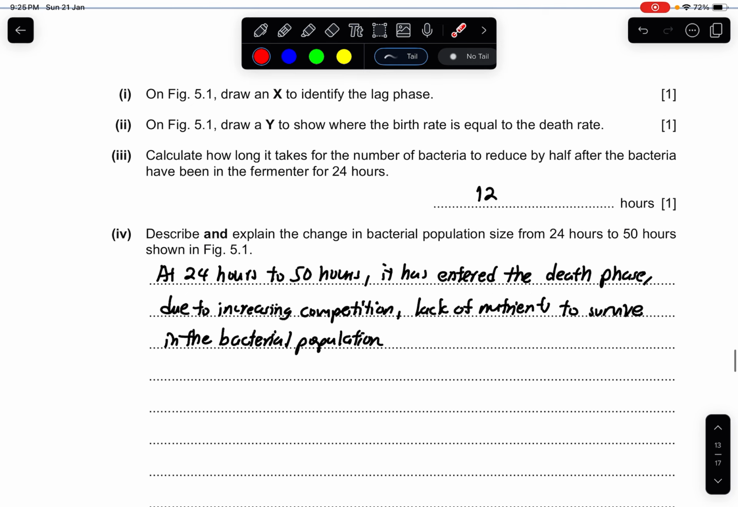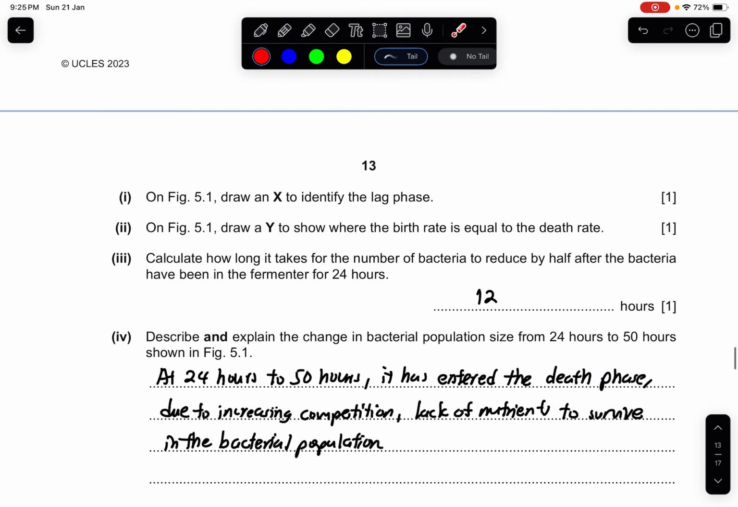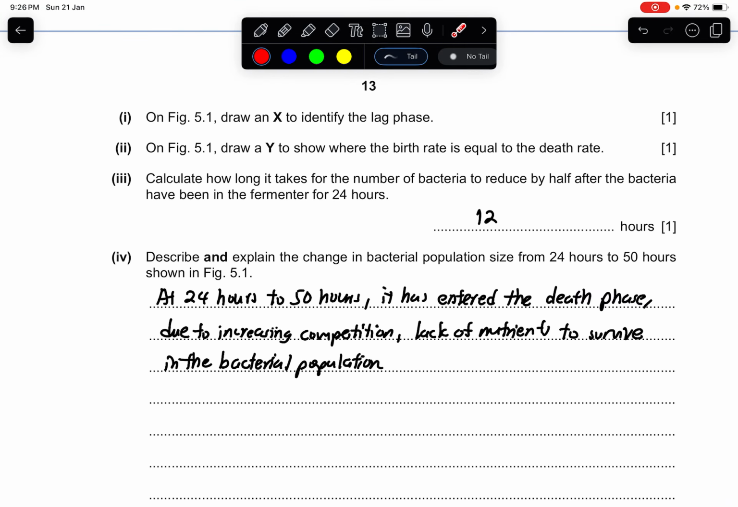Now part 4, they say describe and explain the change in bacterial population size from 24 hours to 50 hours shown in figure 5.1. When you see after 24 hours to 50 hours, it has entered the death phase. So this will decrease the bacterial population size. There could be multiple reasons: increased competition, a lack of nutrients required, and the ability to survive has already decreased due to all these factors.